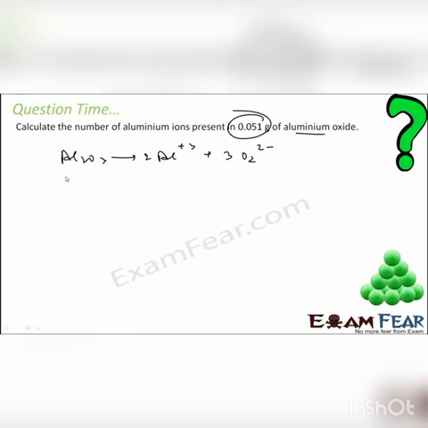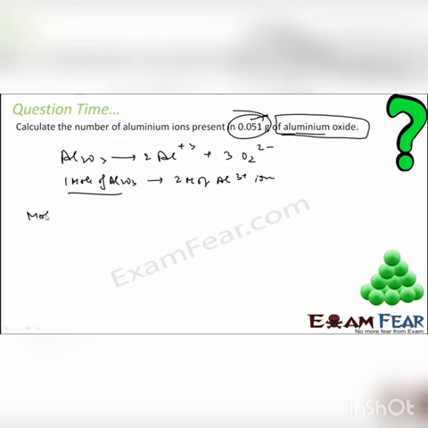So aluminum oxide, 1 mole of Al2O3 gives actually 2 moles of aluminum ions, right? Correct. This is something we know from this equation. So we can find the moles of Al2O3 in this gram of aluminum oxide, because here the grams of aluminum oxide is given. We can find the moles of aluminum ions. If we have the moles of aluminum ion, we can easily find the number of aluminum ions.